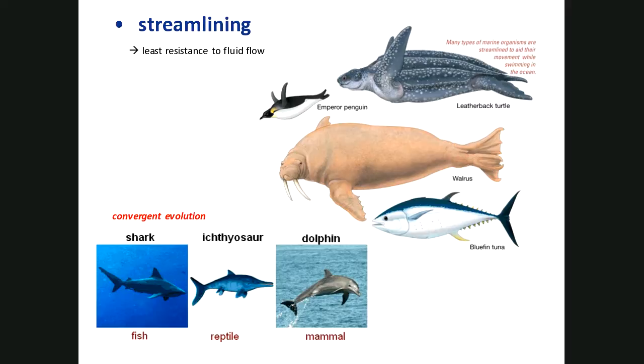Now, keeping that in mind, what could you deduce about an organism's feeding habits from its degree of streamlining? What could you say about how an organism feeds based on how much streamlining it has?